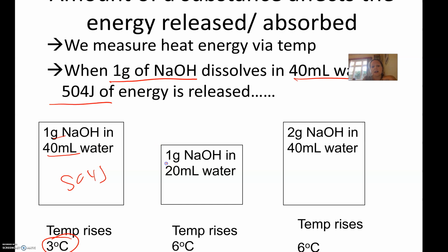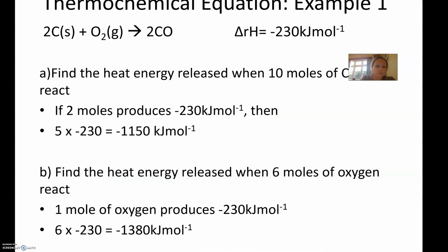If we put that same mass of sodium hydroxide in half the amount of water, then the temperature rise is going to be more significant. We're going to see a temperature rise of 6 because there's less water for the reaction to dissipate the heat to. Again, if we doubled the amount of sodium hydroxide as in the first one with the same amount of water, then we're going to see double the temperature rise. So this is all important and significant when we look at these problems. That's the first thing to note.